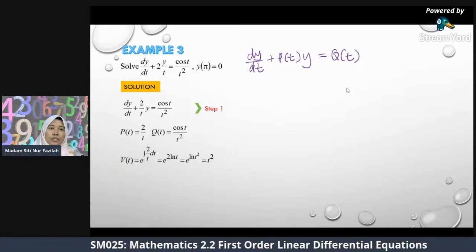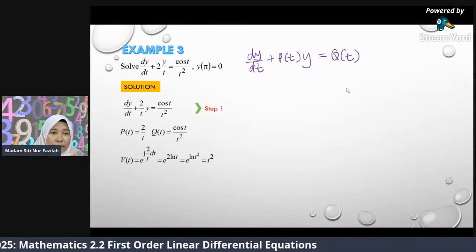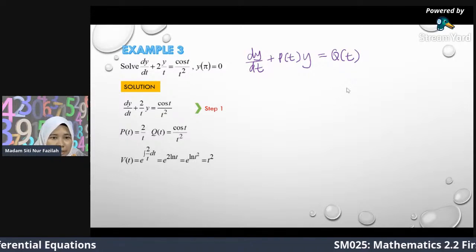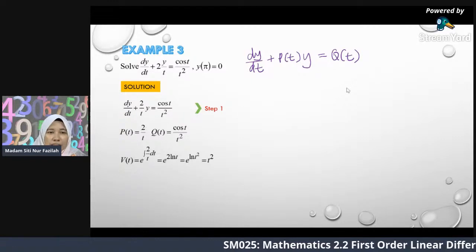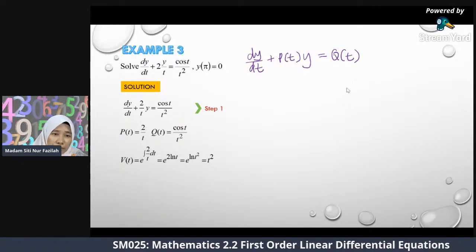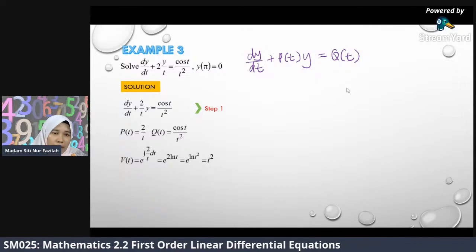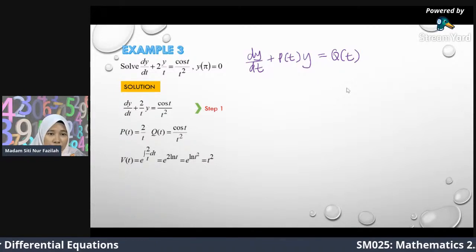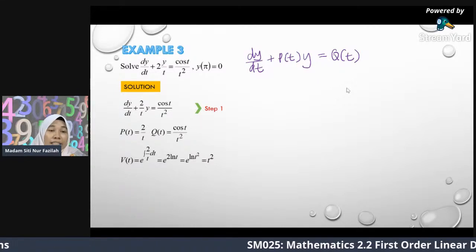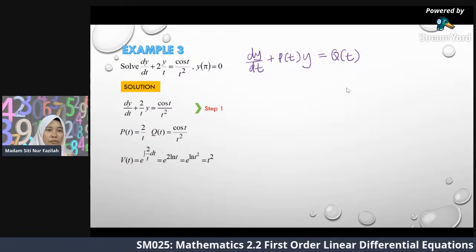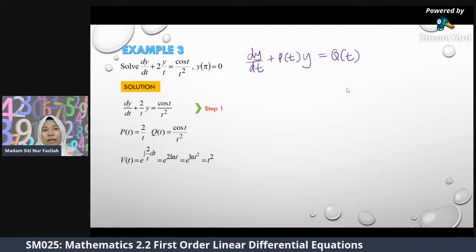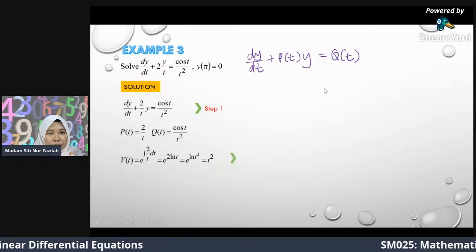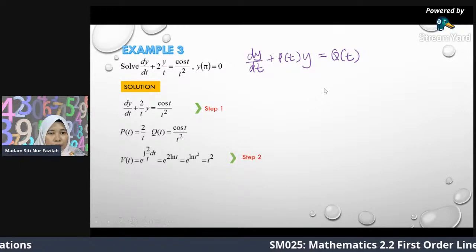Next, we need to find an integrating factor. The formula is exponent integration p(t) dt. That's why we get exponent integration 2 over t dt. The answer is exponent 2 ln t, and then the 2 becomes t square, exponent ln t square. And then we simplify, we get t square only. The answer for v(t) is t square. This is step 2.